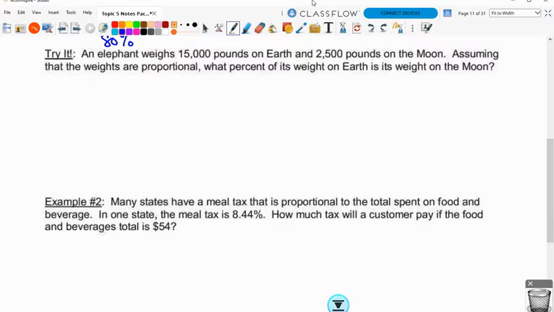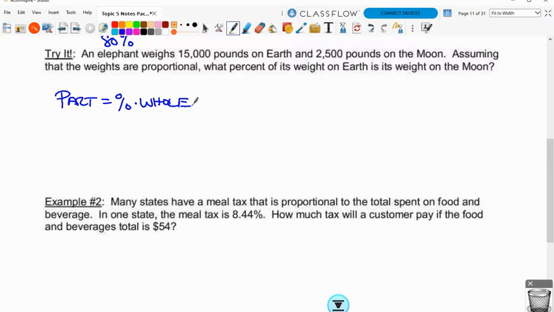In our next example, we're told that an elephant weighs 15,000 pounds on Earth and 2,500 pounds on the moon. Assuming that the weights are proportional, what percent of its weight on Earth is its weight on the moon? Once again, we're going to start by writing the percent equation. Part equals percent times the whole. We always find a percentage of the whole value.